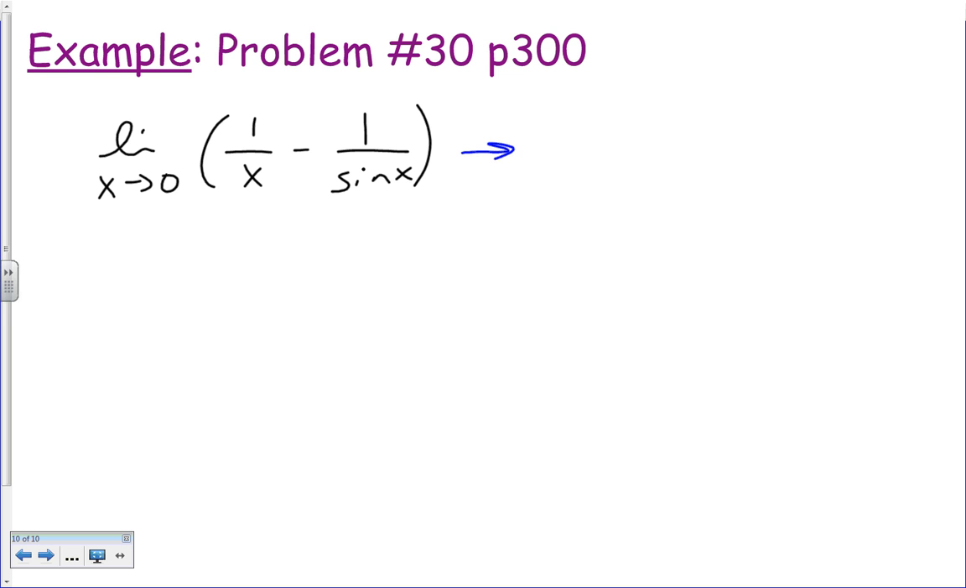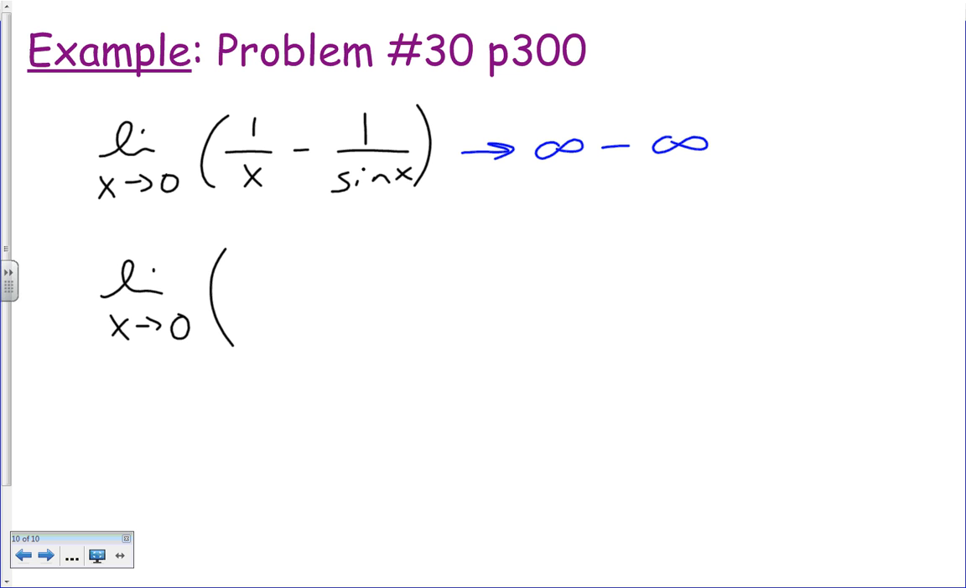If I let x go to 0, 1 over 0 is infinity. And 1 over sine of 0: sine of 0 is 0, so that's 1 over 0. That's also infinity. Here's our difference form. Now, I can rewrite this. And in particular, I can get a common denominator to get this directly into the quotient form.